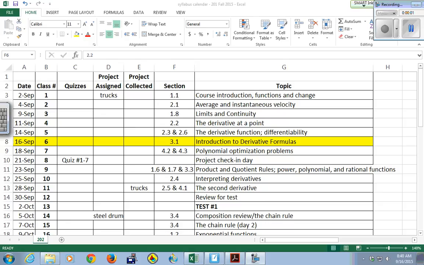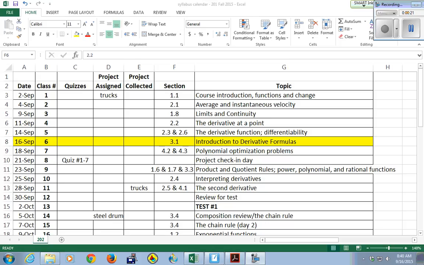We're going to do Introduction to Derivative Formulas. And then next week, we've got two big things. Wednesday, I'm going to give you quiz number 1. And it's a take-home. It'll be due the next class. We'll talk more about it when I give it to you, the rules for take-homes and stuff.